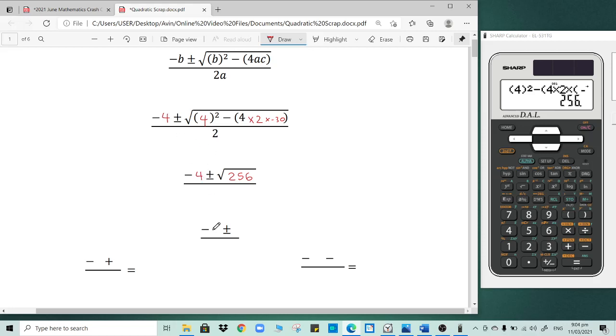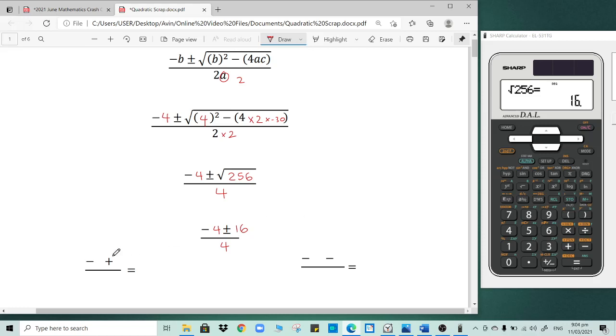So we have minus 4 plus or minus the square root of 256. How much is the square root of 256? Well, that gives us 16. And we are dividing everything by 2a. So I forgot something here. Remember, a is how much in this question? A is 2. So 2 by 2 is 4. So I'm supposed to have a 4 underneath here.